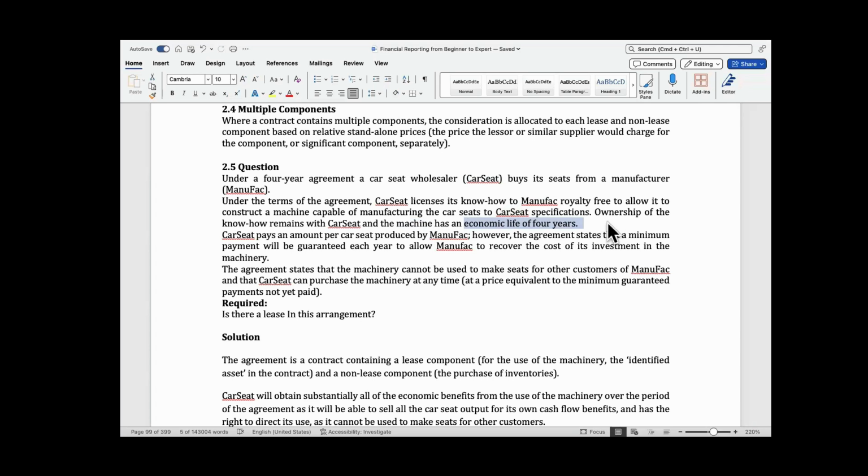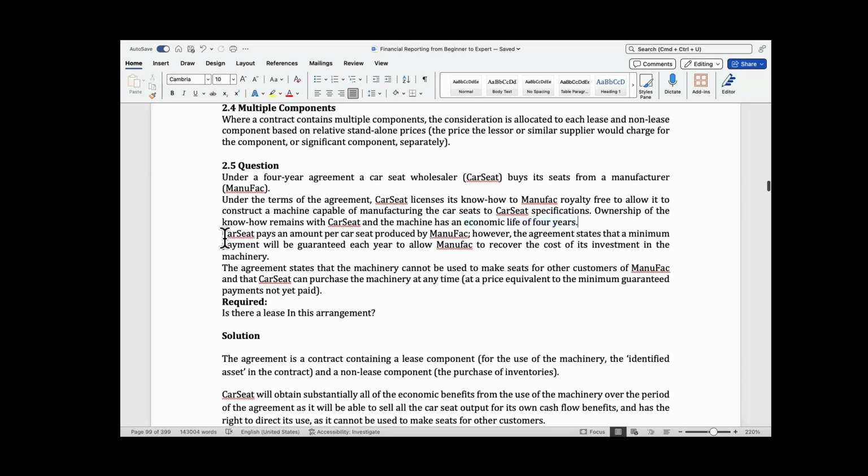And don't forget, even though it was Car Seat that gave the know-how on how to manufacture that machine, the person that invested in developing or constructing that machine is Manufac. So Manufac is the owner of that machine, not Car Seat. Manufac is the owner. Okay, let's go to the next paragraph.